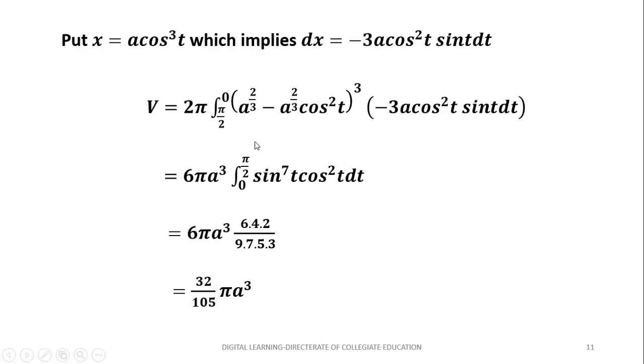Now the integral from 0 to π/2: 1 minus cos²t is sin²t, raised to 3, that is sin^6 t, times sin t, that is sin^7 t, into cos²t dt. Now apply the reduction formula for simplification, which gives 6πa³ times (6·4·2) divided by (9·7·5·3). This is the reduction formula for the integral from 0 to π/2 of sin^m t cos^n t dt. After simplification, we get 32/105 times πa³.